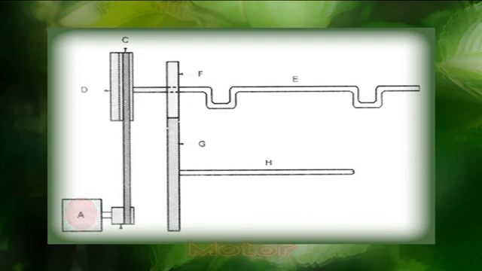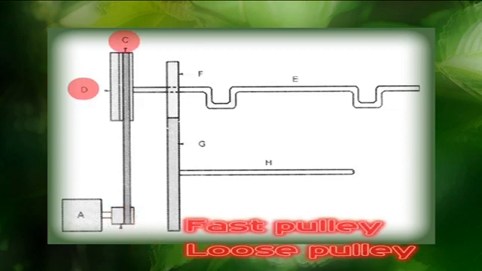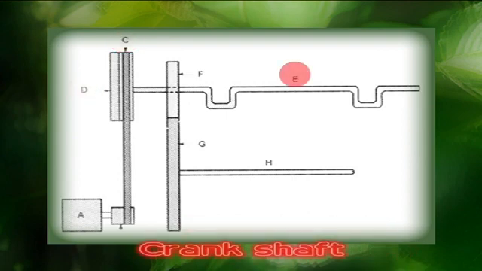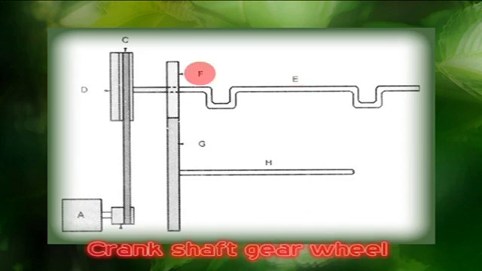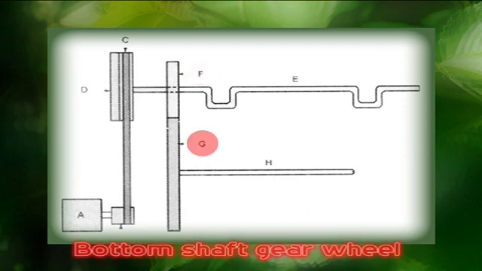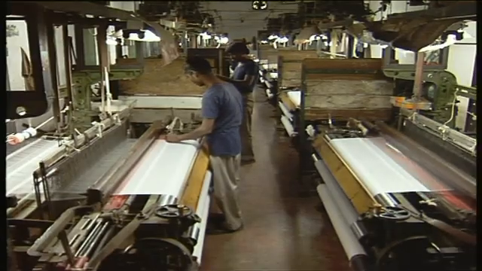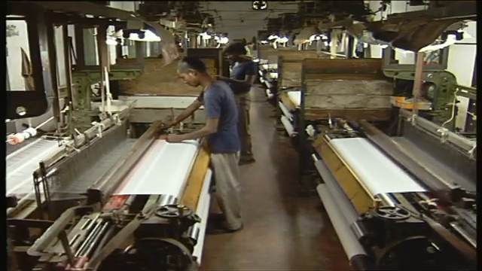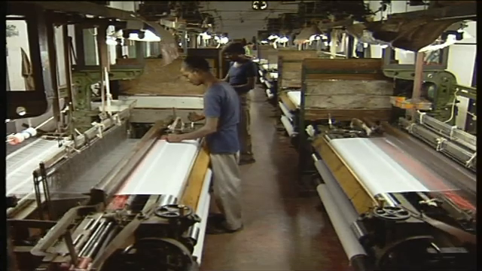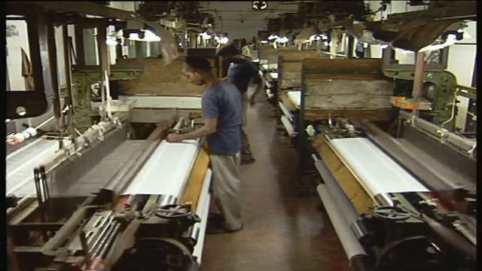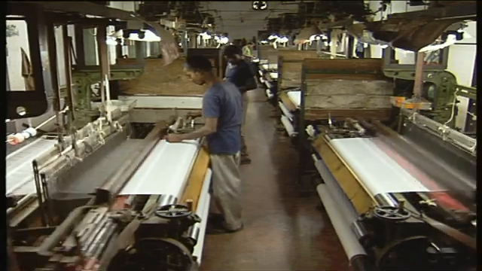Motor A, via motor pulley B and loom pulleys, the fast and loose pulleys C and D, drives the top shaft or crankshaft E. A crankshaft gear wheel F and a bottom shaft gear wheel G drive the bottom shaft H. By means of a starting handle, a belt fork can be used to change the position of the belt on the fast and loose pulley arrangement.